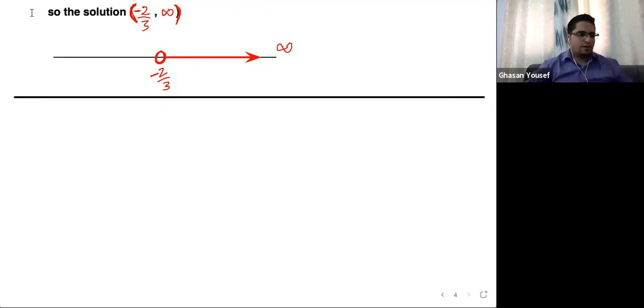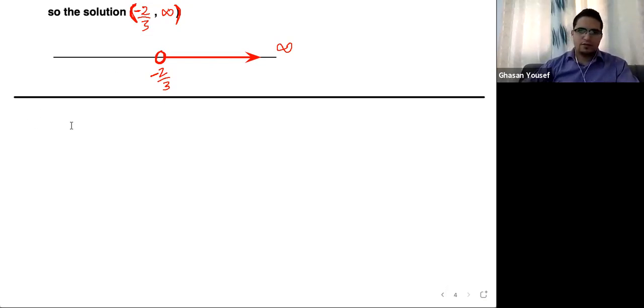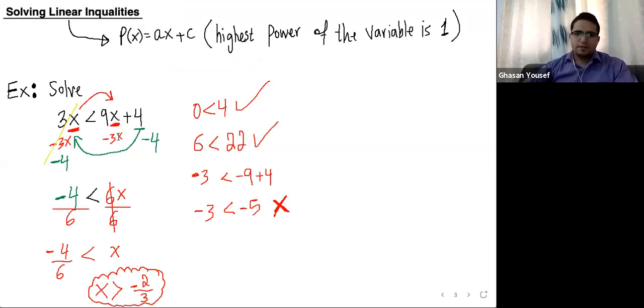Okay. Solving nonlinear inequality. So this is for the linear. For the linear, we have to do this step, moving all variables to one side and moving the numbers to the other side. Then we solve it for x. We subtract and divide to get the x.